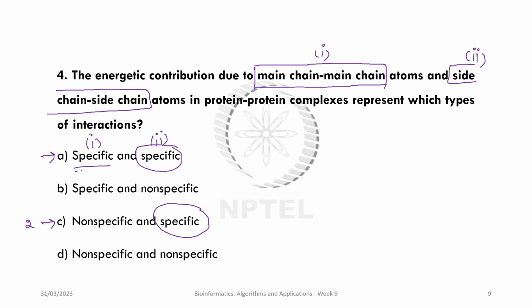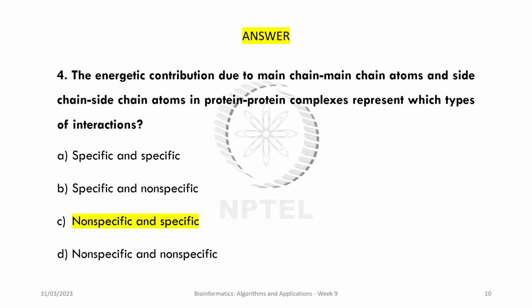So what's wrong with the first answer? Main chain interactions are not going to be specific, right? Because the backbone is almost the same for all amino acids. It's the side chains that give specificity. Therefore, non-specific is right, and option C is right. Clear?